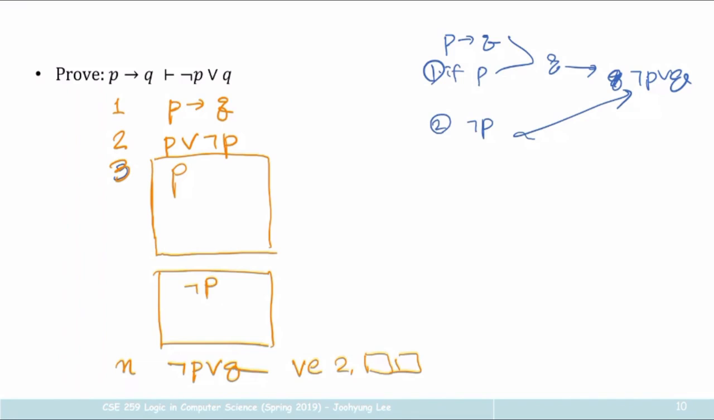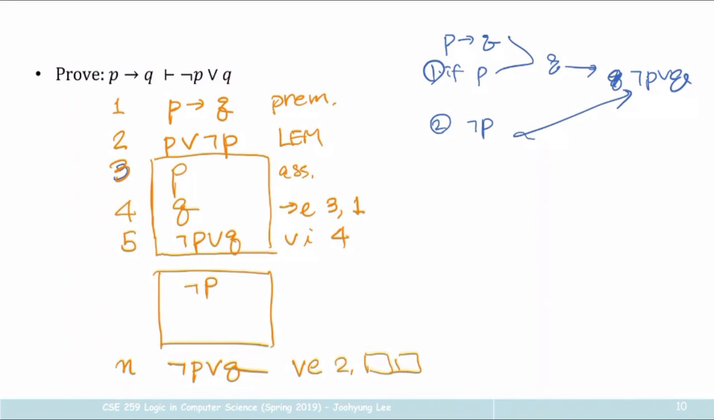Okay? When P is true, using 1 and 3, I can derive Q. This is an assumption. I can derive Q in line 4 by using implication elimination for lines 3 and 1. Right? So using 3 and 1, I know P is true, and also P implies Q is true, so I can derive Q here. And once I have this, I can use OR introduction for line 4. So we prove not P or Q. Okay, so in case 1, we prove not P or Q.